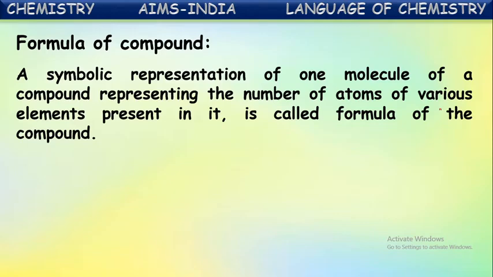For example, H2O is the molecular formula of the compound water. What does this formula of water represent? It represents the number of atoms of each element present in it. H2O represents the presence of two hydrogen atoms and one oxygen atom in each molecule of water. This shorthand representation of the molecule of a substance or a compound is called its chemical formula.